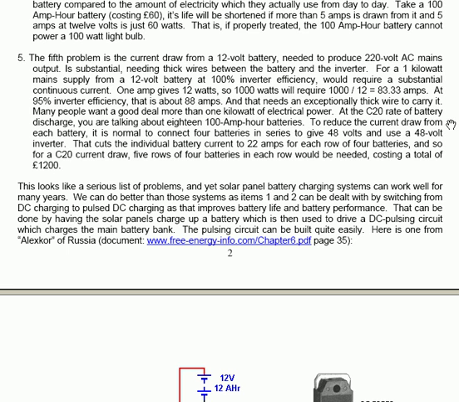This looks like a serious list of problems, and yet solar panel battery charging systems can work well for many years. We can do better than those systems, as items 1 and 2 can be dealt with by switching from DC charging to DC pulsed charging, as that improves both battery life and battery performance. That can be done by having the solar panels charge up a battery, which is then used to drive a DC pulsing circuit which charges the main battery bank. The pulsing circuit can be built quite easily.